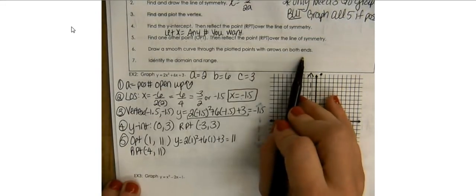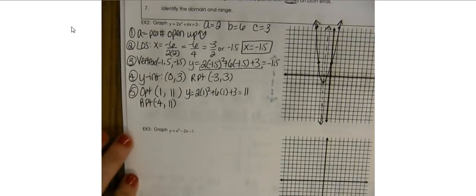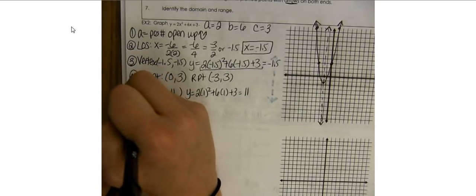So now I just need to go to step 6, which is draw a small curve through the plotted points with arrows at both ends. So I'm going to draw a smooth curve going through my points, making it look as U-shaped as possible. And there's my parabola. Next, we need to identify the domain and range.